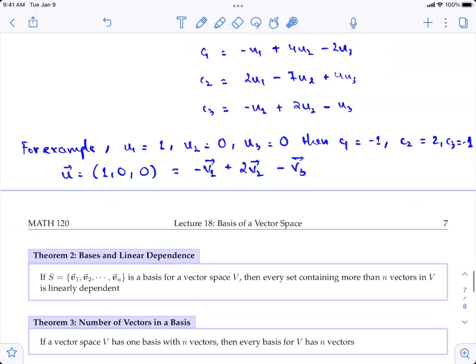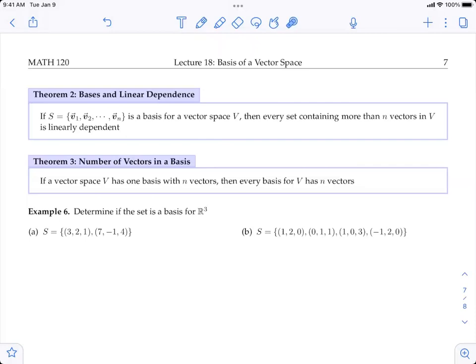Now we're going to move on to two other theorems. I'm going to conclude theorem two and theorem three into some notes later on. Theorem two says the relationship between basis and linear dependence. If S is a basis for a vector space V, then every set containing more than n vectors in V is linearly dependent, right? The set is a basis of a vector space, so you have enough vectors in the set. When you put in more vectors than required, it becomes redundant. When it becomes redundant, it becomes linearly dependent, because one of the vectors will depend on the other vectors in the set. That's the idea of theorem two.